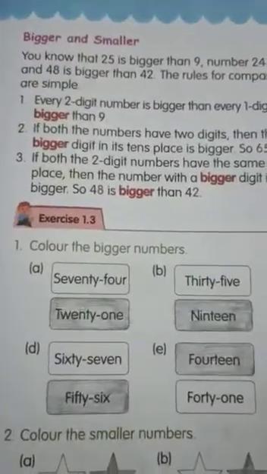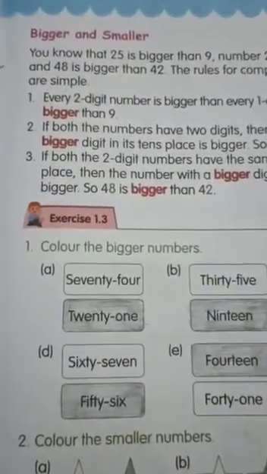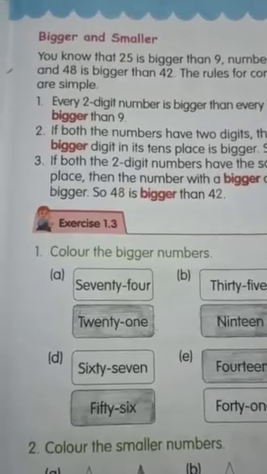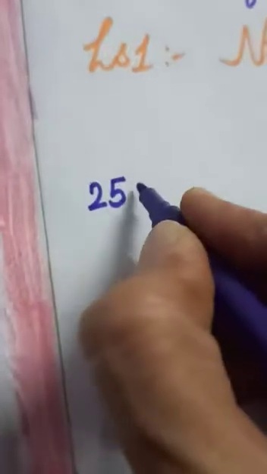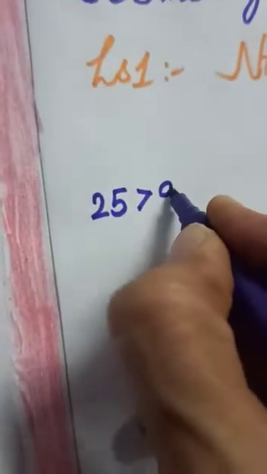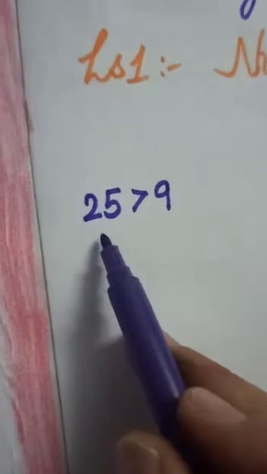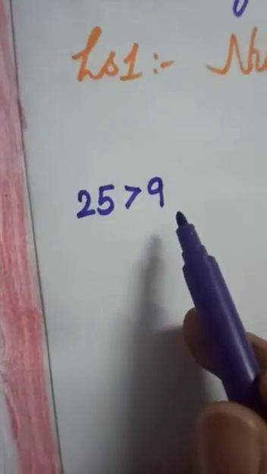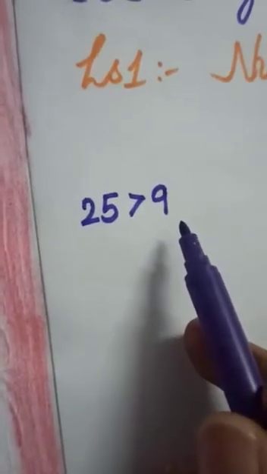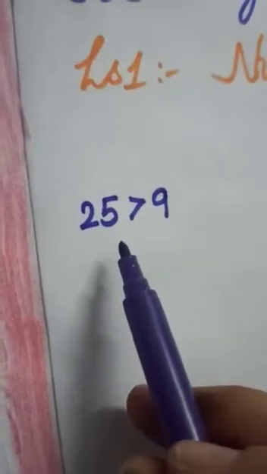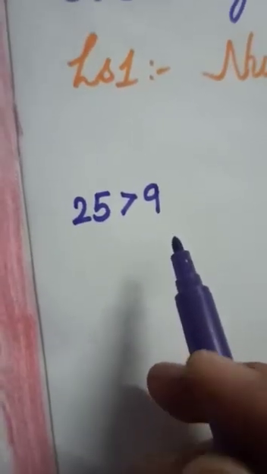Next, bigger and smaller. Children, you know that 25 is bigger than 9. Why? Because every 2-digit number is bigger than every 1-digit number. So 25 is bigger than 9.